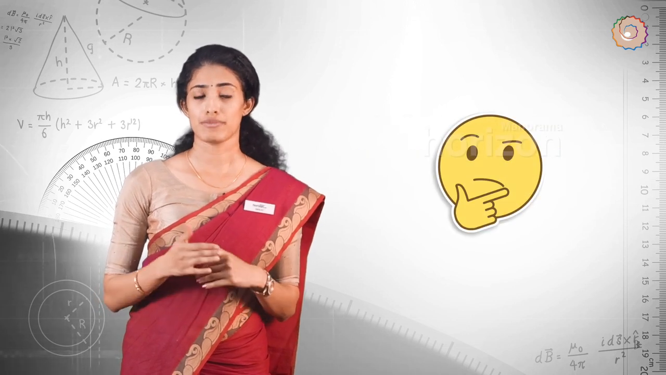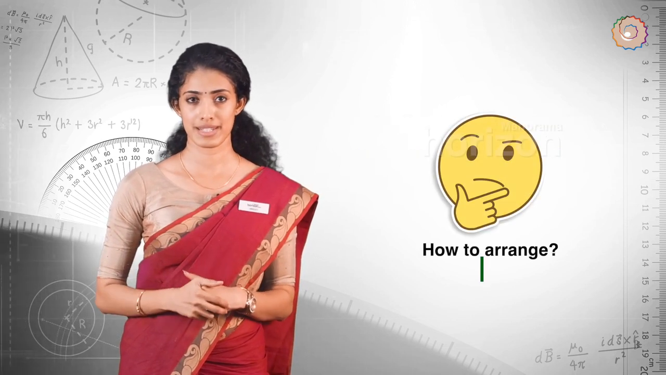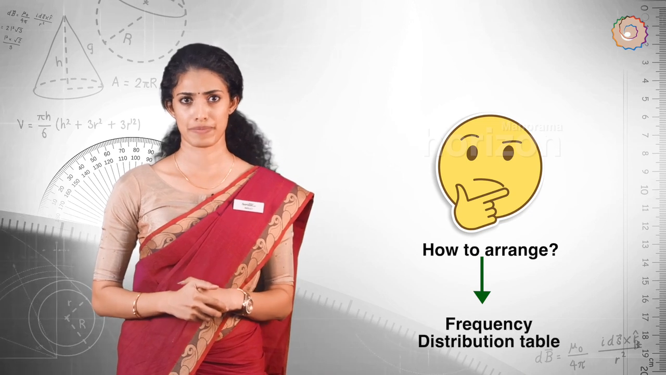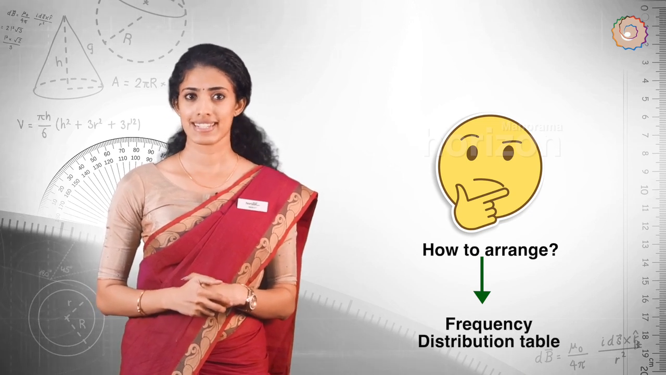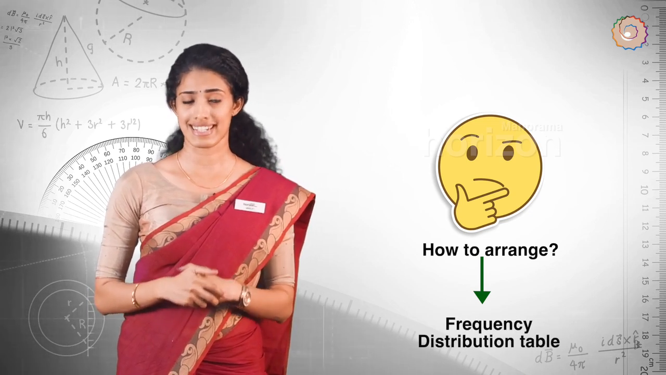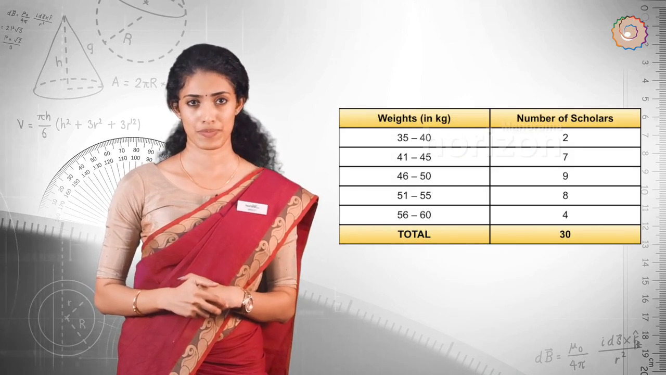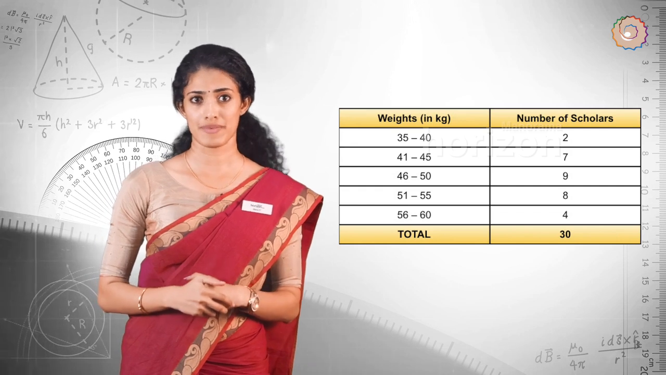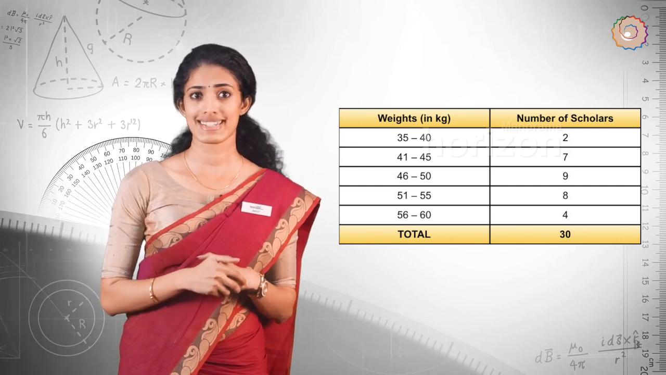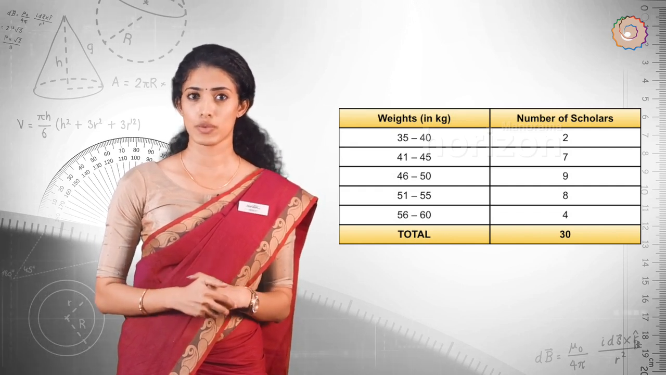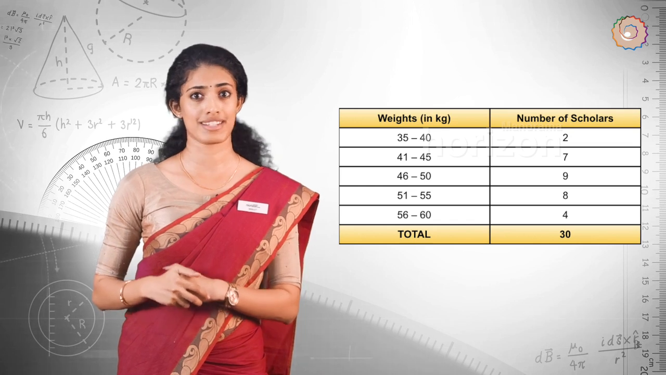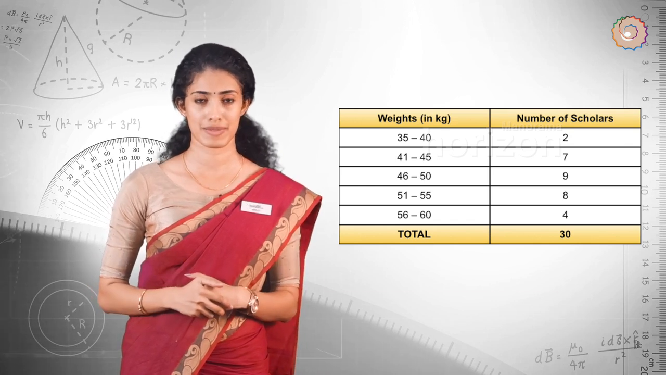Now, what if you get the marks of 200 students? How do you arrange the same? Well, in this case, we make use of a frequency distribution table. Let's consider the weights of 30 scholars in a class. So there are two columns here, one with weights in kilograms and the other with the number of scholars belonging to the respective range of weights.